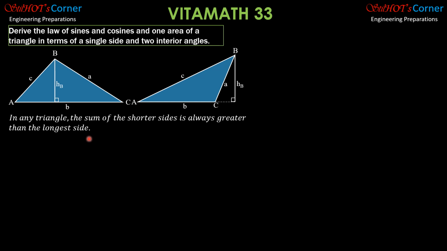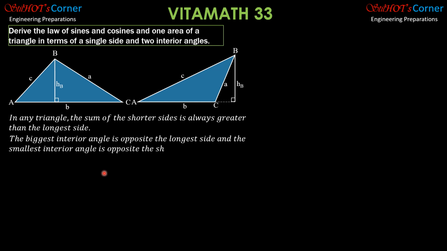Secondly, the biggest interior angle is opposite the longest side, and the smallest interior angle is opposite the shortest side. And if you look here, C is the shortest, that's why angle C is the smallest interior angle. B is the longest, that's why angle B is the biggest interior angle. In this case, A is the shortest side, so A is the smallest angle. C is the longest, that's why C is the biggest angle here. In fact, it is an obtuse angle.